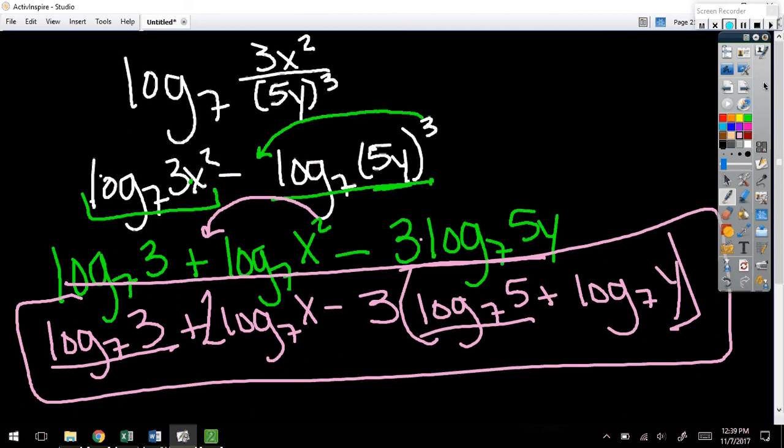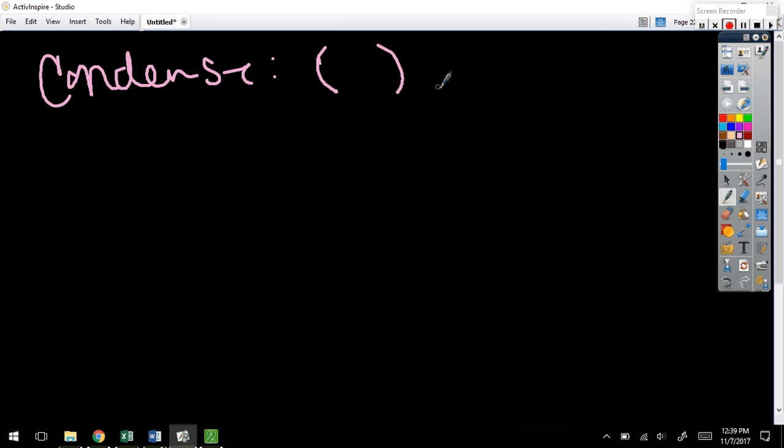Let's condense. Condense, I will tell you, is a little bit different. Do your parentheses first always, and move left to right as you do it. Maybe I should write that. Condense: parentheses first, then left to right.